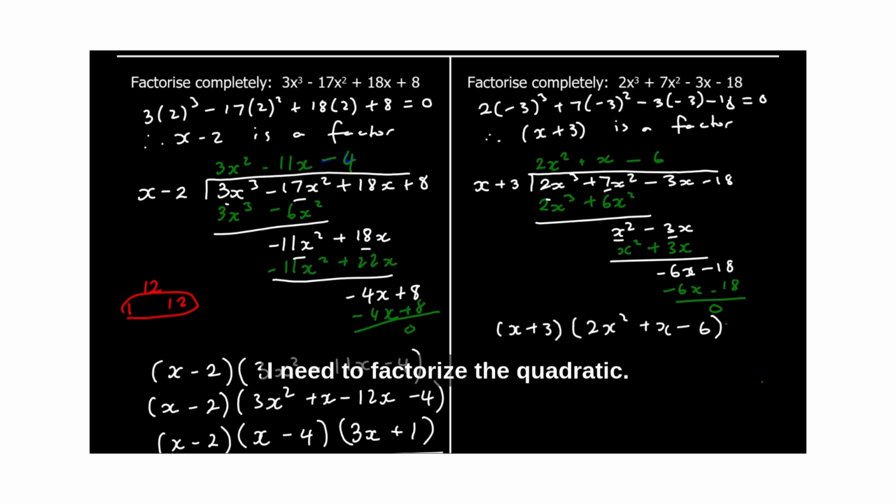I need to factorize the quadratic. I'll do a times c again. 2 6's or 2 -6's and -12. What multiplies to make 12? 1 12, 2 6's, and 3 4's. They need to add to make a 1. So it's got to be the 3 and the 4.